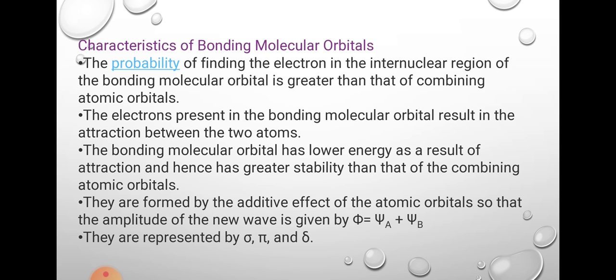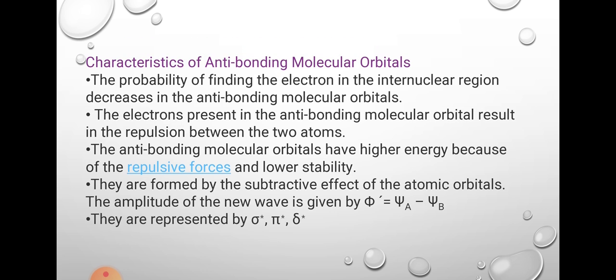You will see that if bonding and anti-bonding electrons are equal, no bond will be formed. So electrons should be present more in bonding orbitals for the formation of bonds. They are formed by the additive effect of the atomic orbitals, so that the amplitude of the new wave is given by phi is equal to psi A plus psi B. And bonding molecular orbitals are represented by sigma, pi and delta, etc.